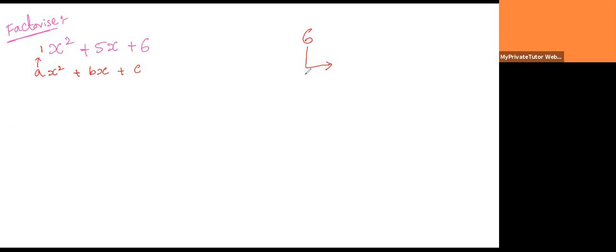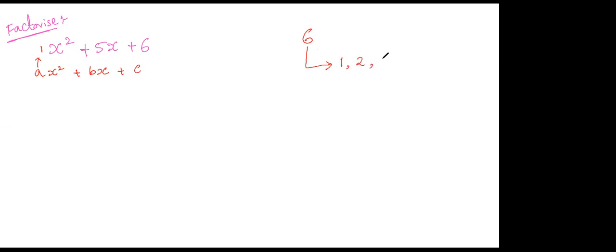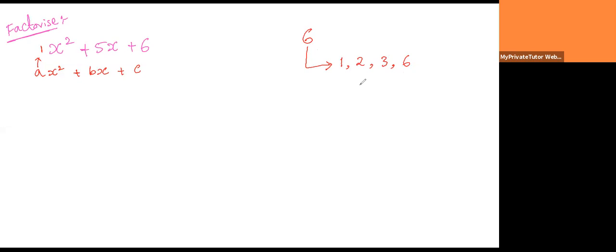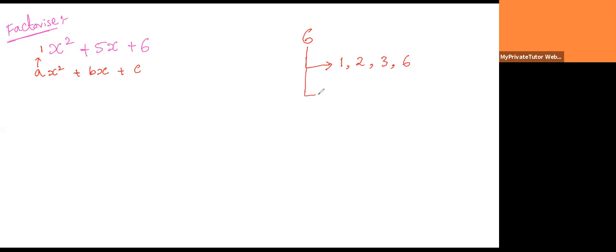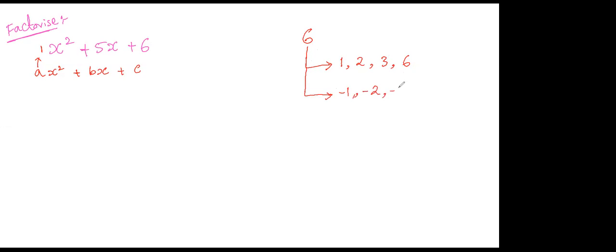What are the factors of 6, guys? 1, 2, 3, 6. We don't have 4, right? So we have 4 factors, and make sure to write down the negative factors as well. So for the same numbers: minus 1, minus 2, minus 3, minus 6.